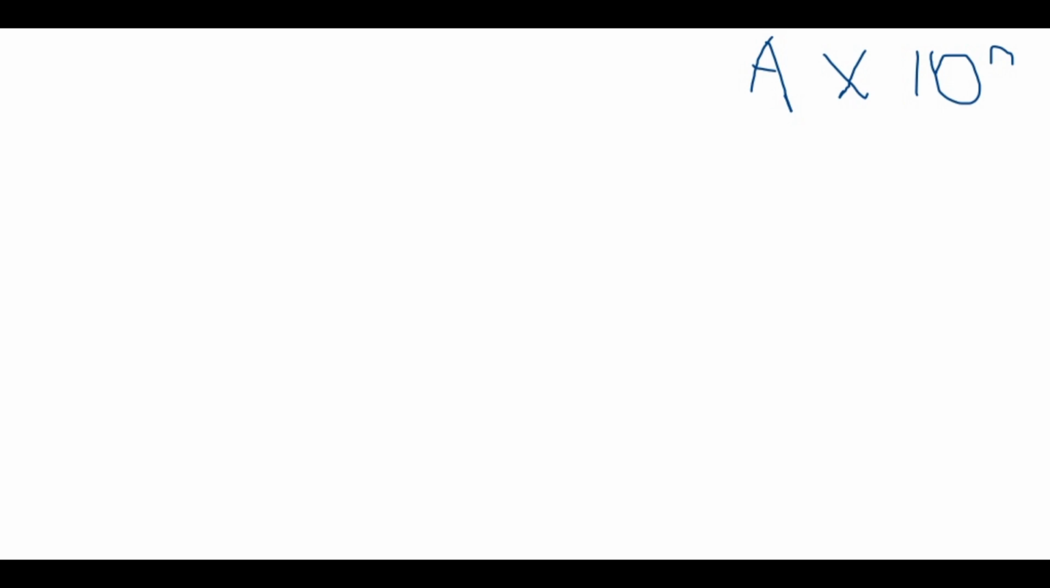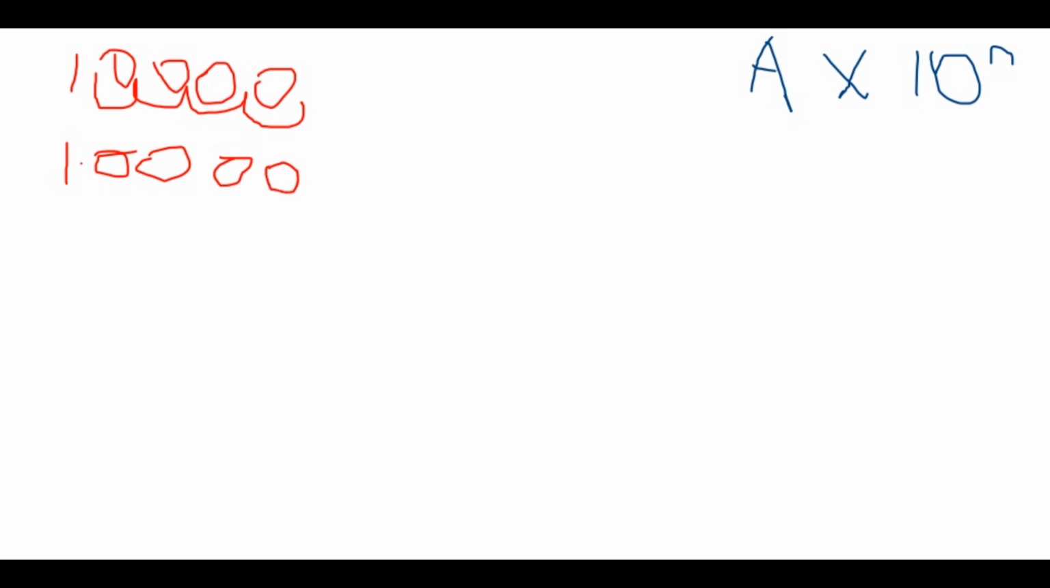Let's try another one. If we have, let's say, 10,000, and we are supposed to convert this to standard form, remember what I said, you can see this as 10,000 point, and we are going to move the point behind the first significant figure, which is 1. If we move this to the left, it's going to move by 1, 2, 3, 4 steps. So we're going to have 1.0000.